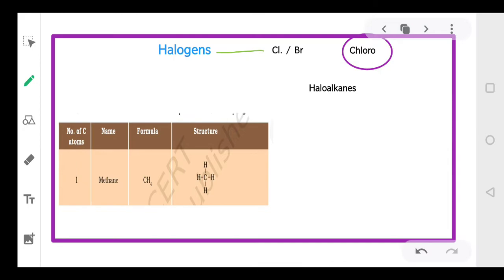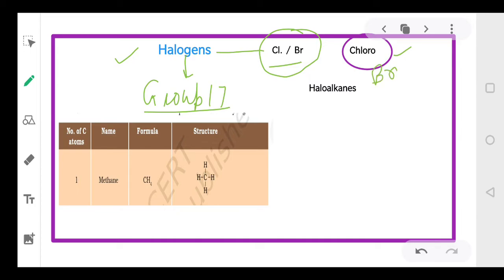Halogen means the very active elements, that is chlorine and bromine. The elements that belong to group 17 of the modern periodic table are referred to as halogens, and they are basically the chlorine and bromine atoms. So we will be talking about the 2 atoms here, either chlorine or bromine. If there is a chlorine, we will use the word chloro. If there is bromine, we will use the word bromo.